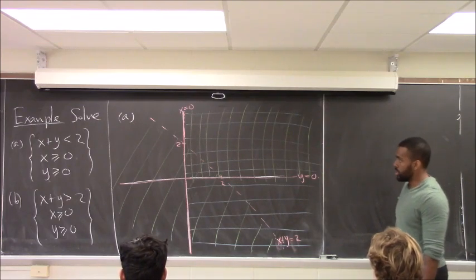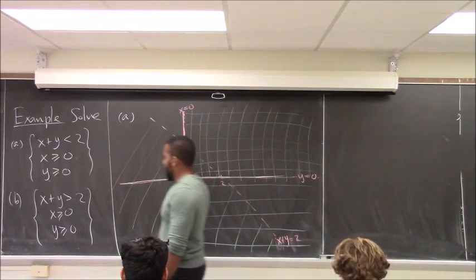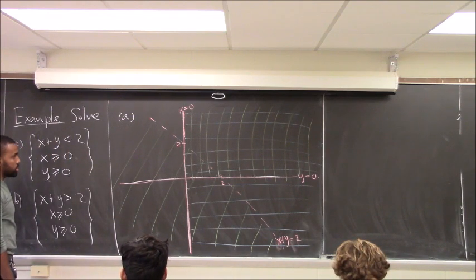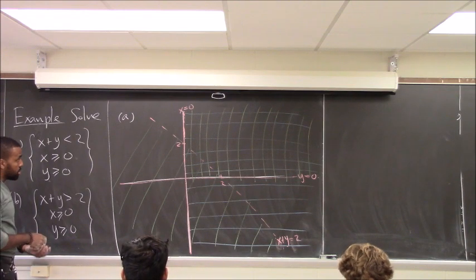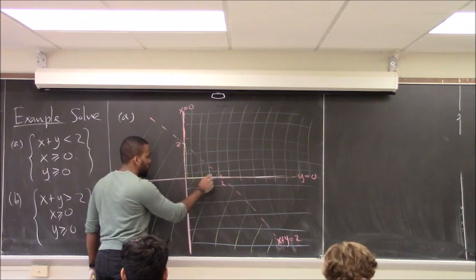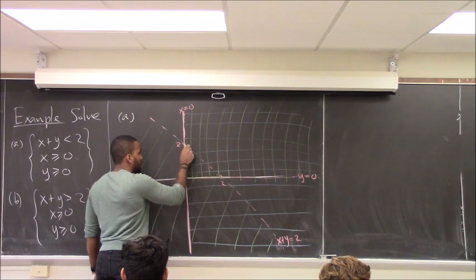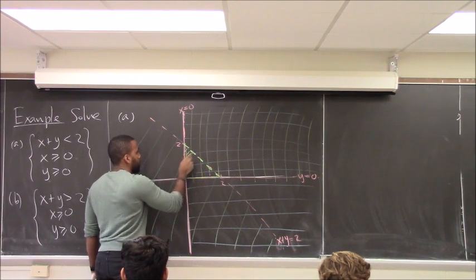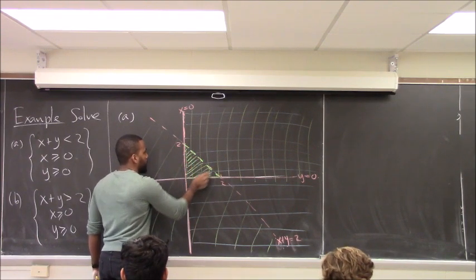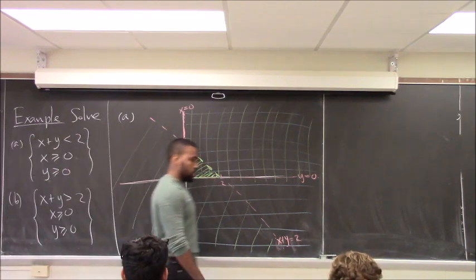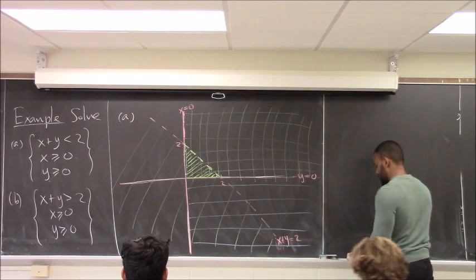And now what I want is the actual overlap. So I want to pick out the region in space that actually solves all of these at the same time. And of course, as you'll recognize, it's going to be this little triangle here, not including the boundary up here. That's going to be the solution. So I just do them one at a time, and I find the overlap.